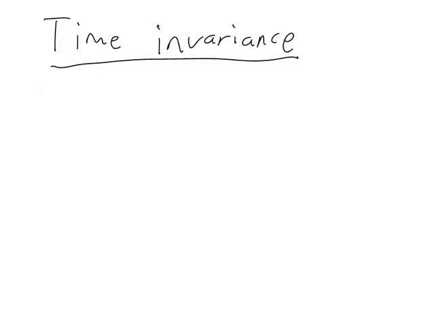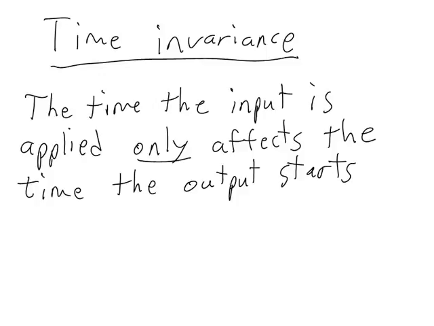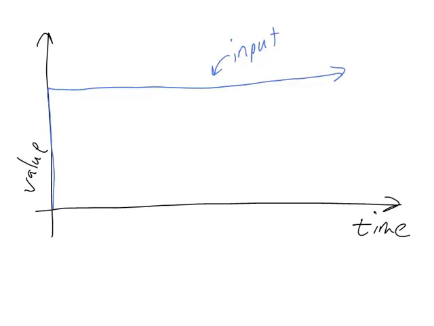Time invariance means the time that the input is applied only affects the time the output starts and nothing else. For example, we know that a step input looks like this. And we know that a second order step response might look something like this if it is underdamped.